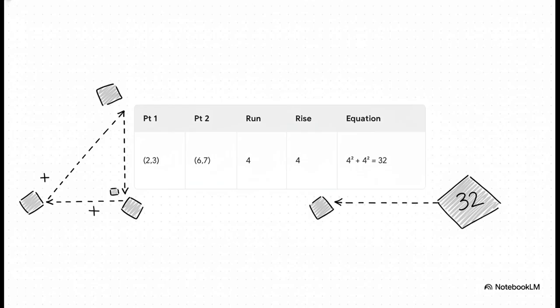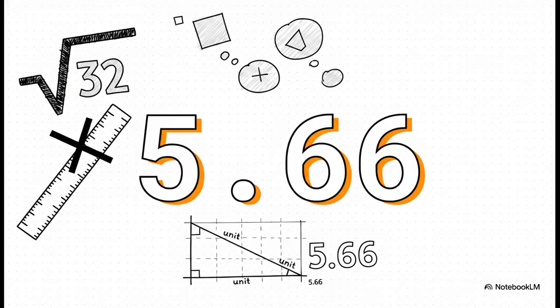Plug that right into our equation. 4 squared plus 4 squared is 16 plus 16, which gives us exactly 32. And then we just take the square root of 32, and bam, we get 5.66. We just found an exact diagonal distance of 5.66 units, and we didn't even have to touch a ruler.